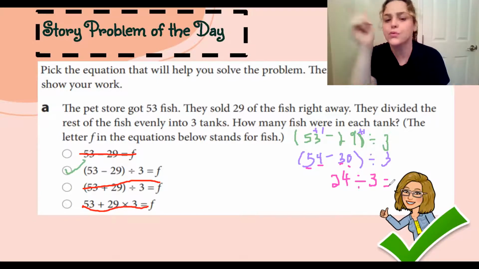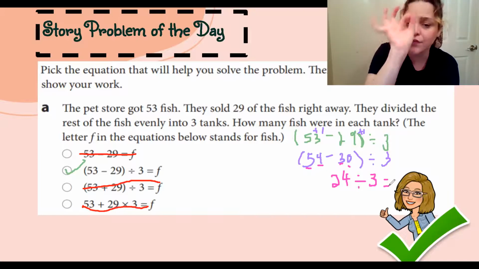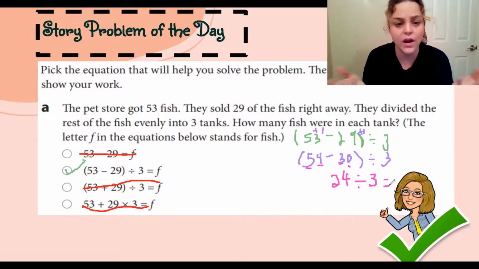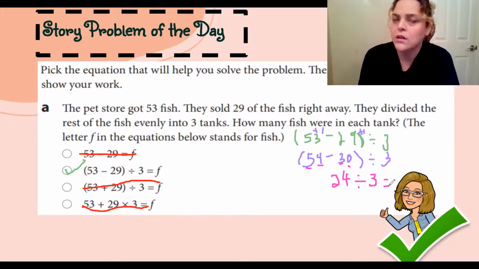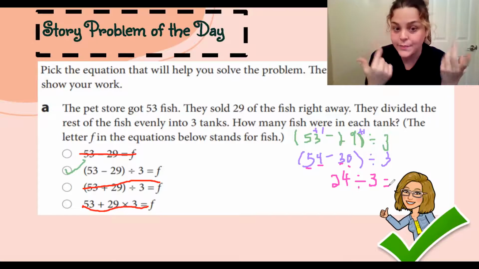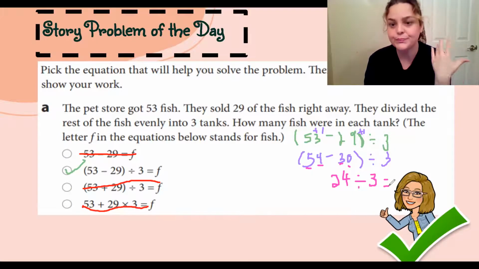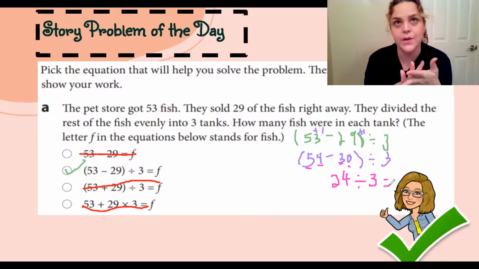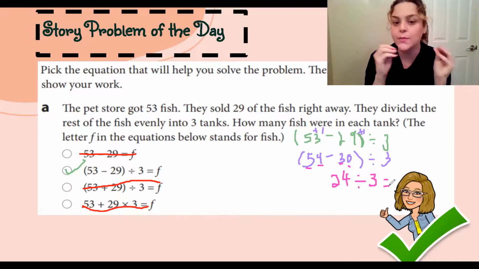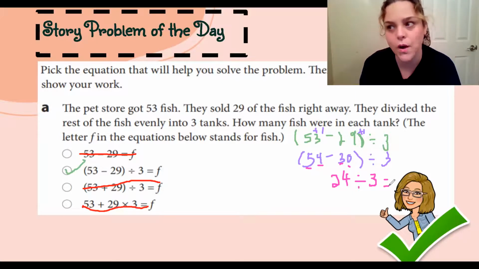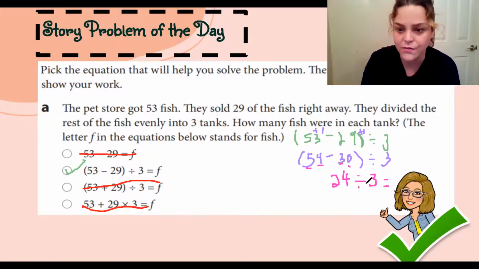I can do 3 equal groups and then fill it in until I get to 24 and see how many in each. That might take me a while, or I can use my multiplication facts. 24 divided by 3 is the same as saying 3 times what number gives me 24. And I'm thinking of my multiples of 3. So 3 times 8 equals 24. So 24 divided by 3 must be 8.